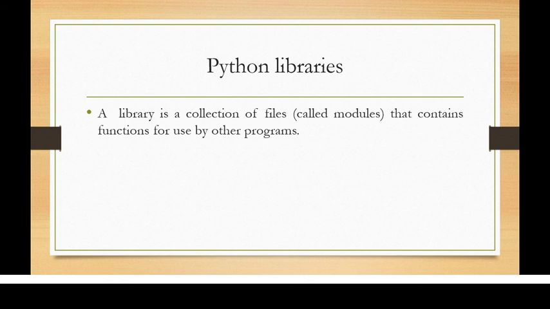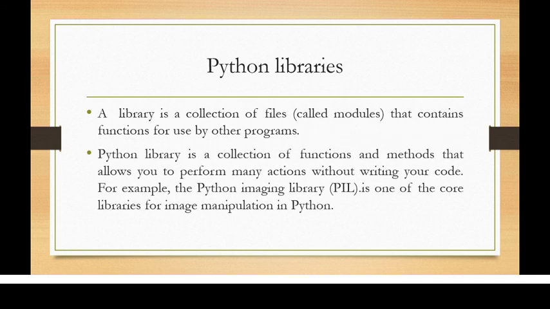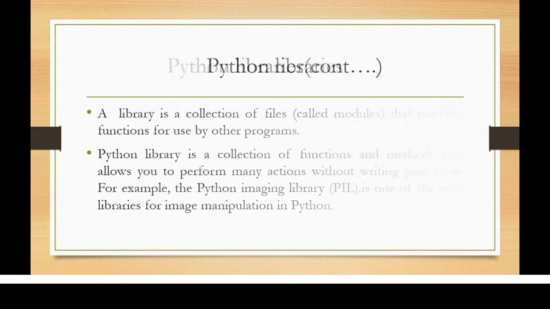A library is a collection of files called modules that contain functions for use by other programs. A Python library is a collection of functions and methods that allow you to perform many actions without writing your own code. For example, the Python Imaging Library, PIL, is one of the core libraries for image manipulation in Python.